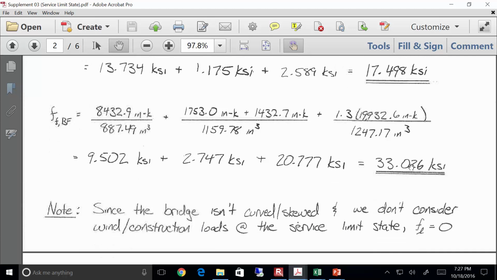It didn't matter to us because the bridge isn't curved, it isn't skewed, and we're not considering wind and construction loads at all at the service two limit state. I'm not saying we don't consider them, just not at the service limit state. That's more of a strength check, okay? That's where we're factoring the loads and doing all that. Make sense? Everybody good? Okay.